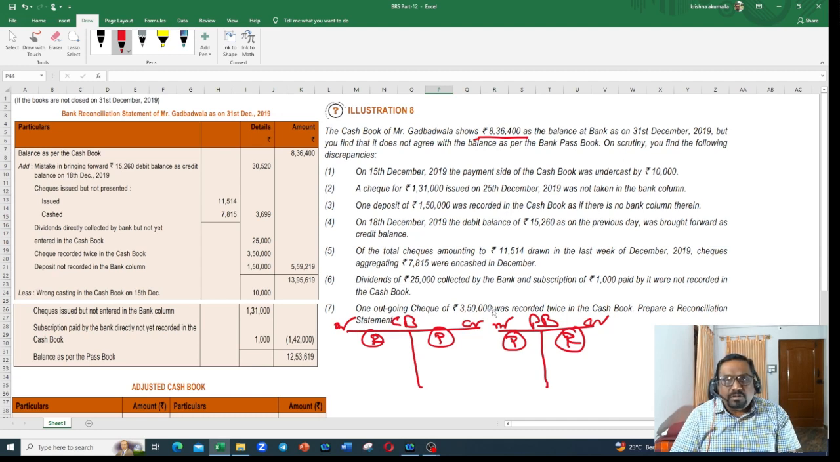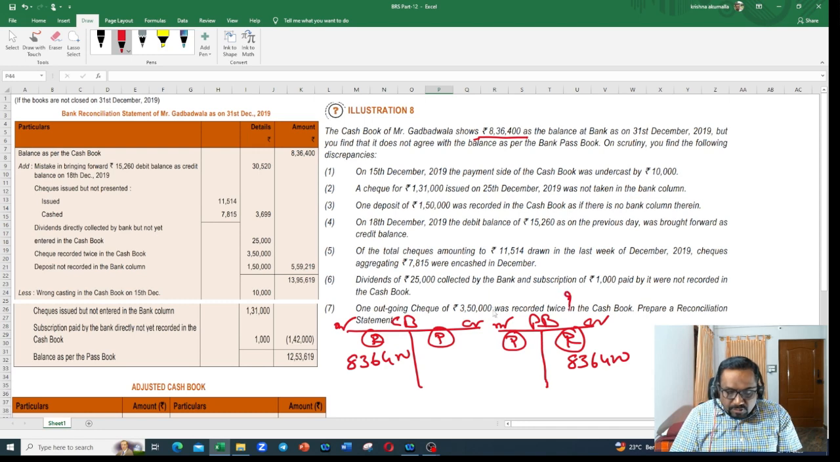Since he did not talk about the overdraft, it is considered a favorable balance. If it is a favorable balance, it is an asset for us. Since it is an asset, we need to show that on the debit side of the cash book. The debit side of the cash book is 8,36,400. Same way here also, 8,36,400 we will show. This balance we have taken as per cash book.